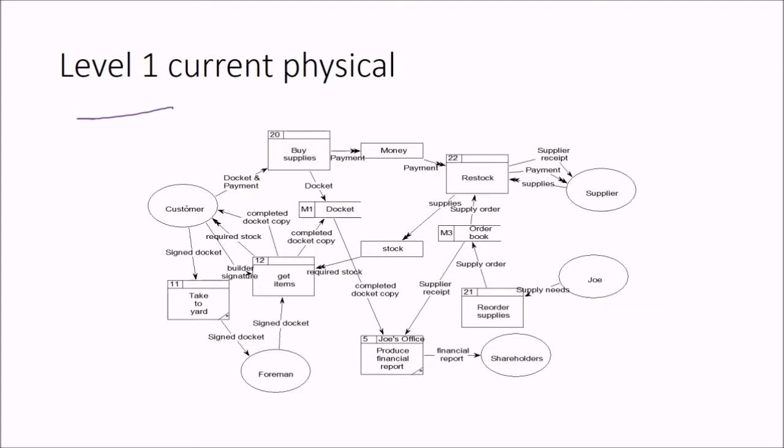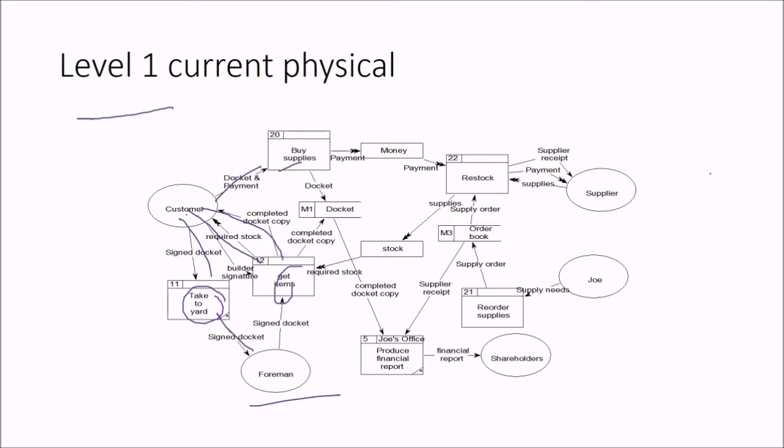So now this is level 1. Whatever we have learned or picked up, we have categorized with respect to their equality or similarity. Just an example I will give you, that of a customer. So the docket and payment are given to buy supplies. Once get item is done, the completed docket copy is given back to the customer. The required stock is given to the customer, and the builder signs for getting the items, and this signed docket is taken to the yard and given to the foreman.